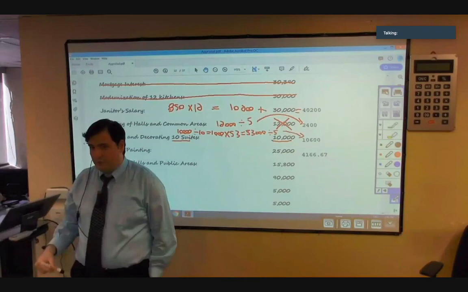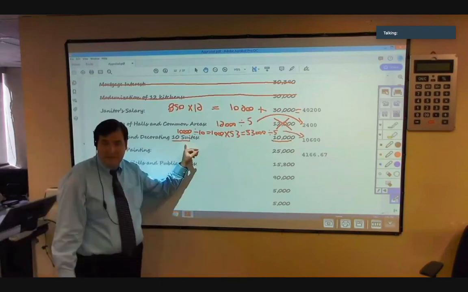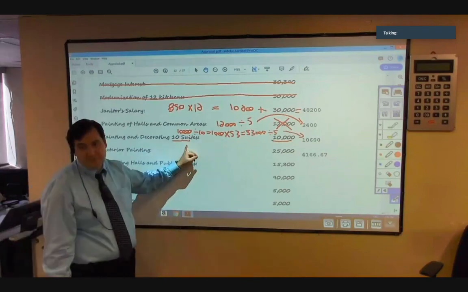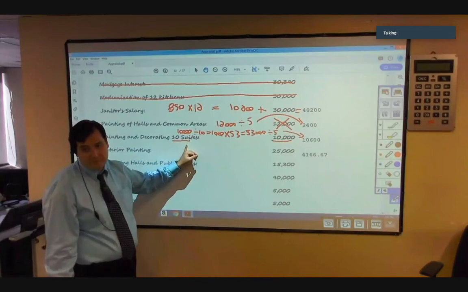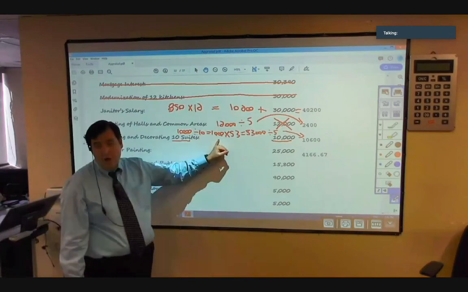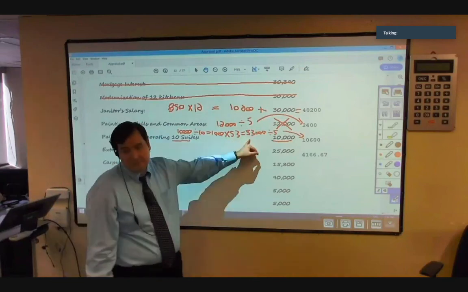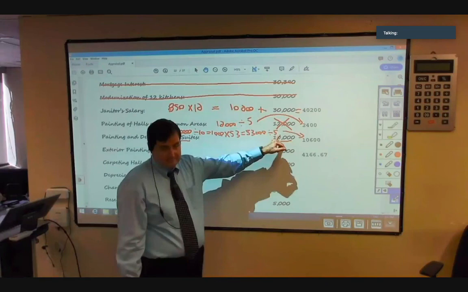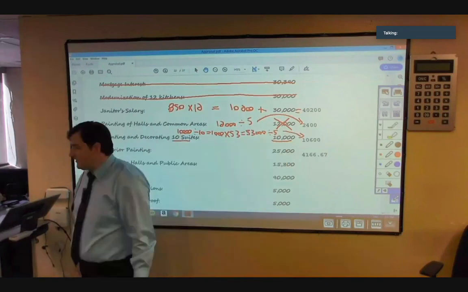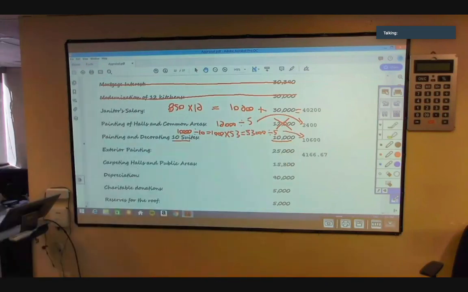How much is it going to cost you to paint 10 units? How much is it per unit? 1,000. How many units does this building have? So that's going to be 53,000. How often do they paint? Every 5 years. You need to get the expense per year. Can I continue? Come on.